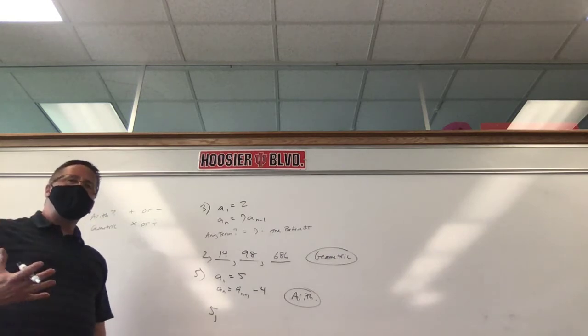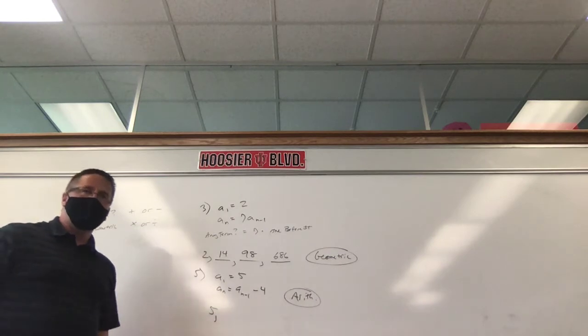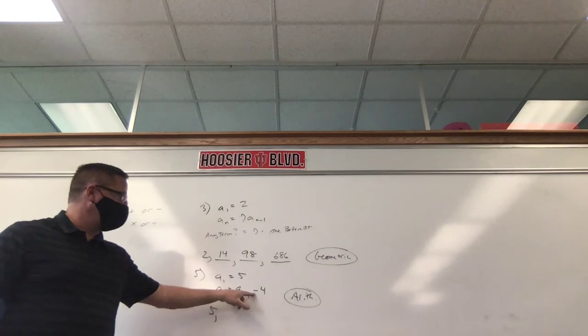Now, how do we find any term? Take the one before it and minus 4. So how do I find out what comes after 5? Gotta go 5 minus 4. Wait, we're not timesing. Quit timesing. That's not what we're saying. We're minusing. So it'd just be 1.